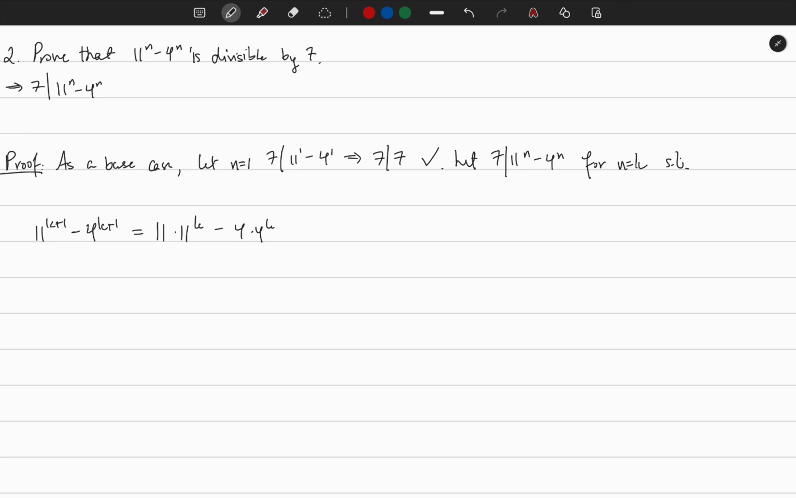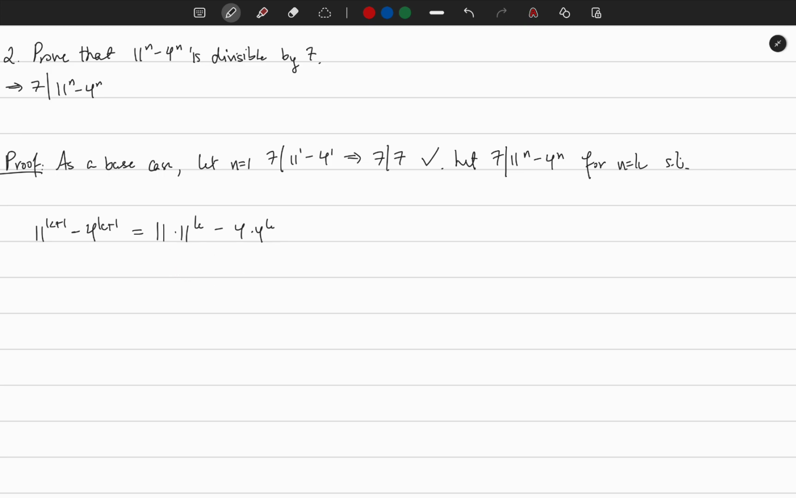Well, in order for us to use our assumption, we have to try to think about how we want to simplify this to have some form of 11 to the k minus 4 to the k. We have the 11 to the k, we have the 4 to the k, but they are being separated by these terms out in front.